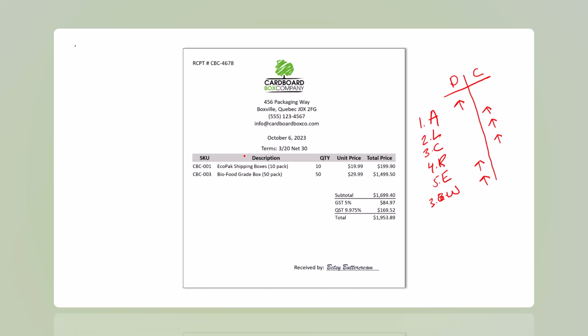Now, what's happened? Because there's terms and there's no payment information, we know that a payment wasn't made. So we can't put this into cash like we did last time. We're going to need to use accounts receivable. And we know our accounts receivable is increasing, so it will be debited.